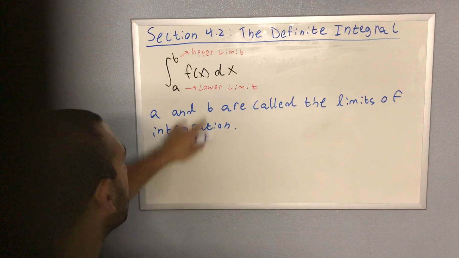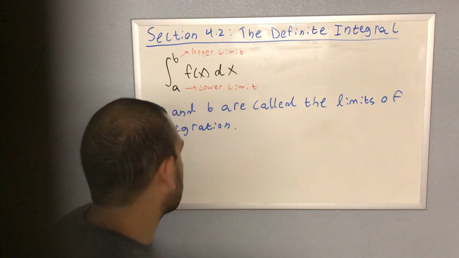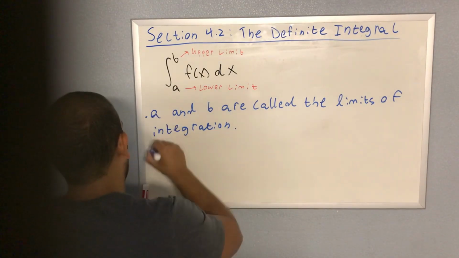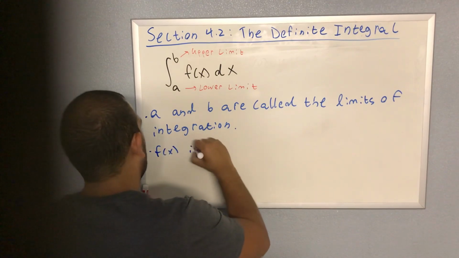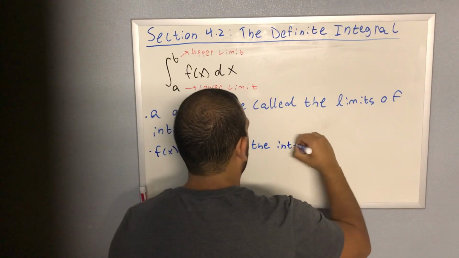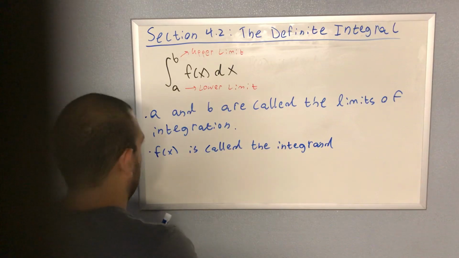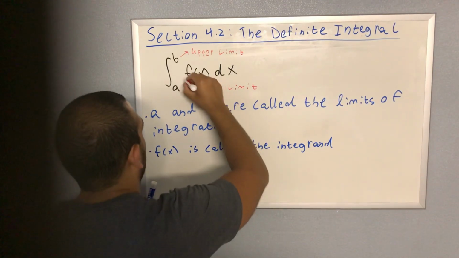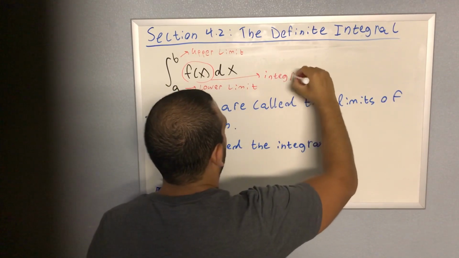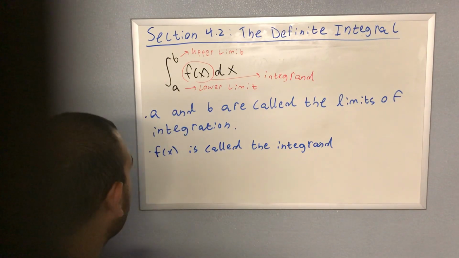And the thing that you're taking the integral of, the function whose area underneath the curve you're finding, is called the integrand. So f of x is called the integrand. This guy right here, that's the integrand.